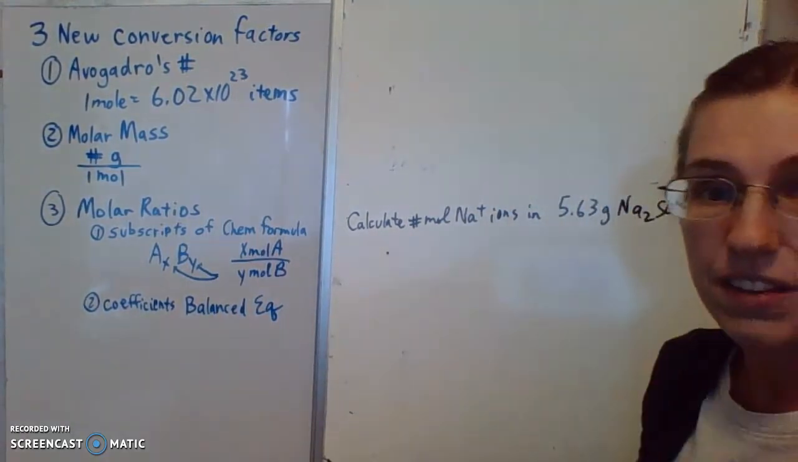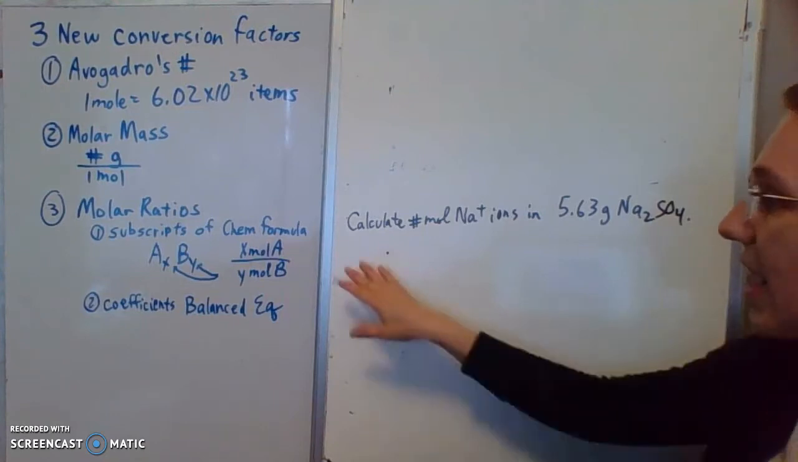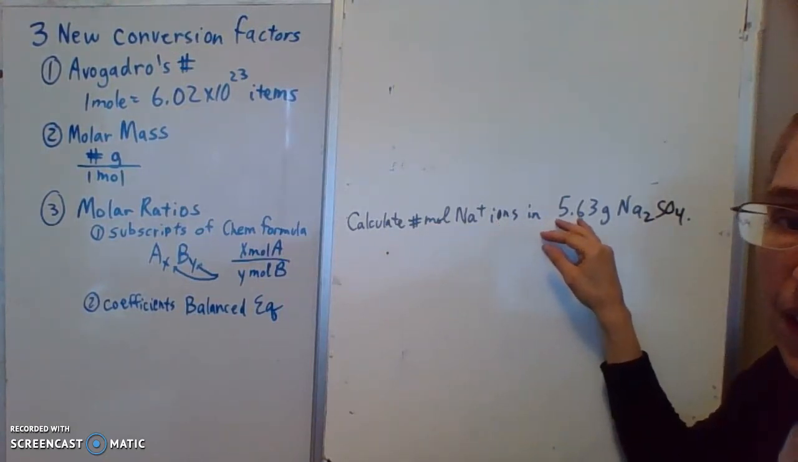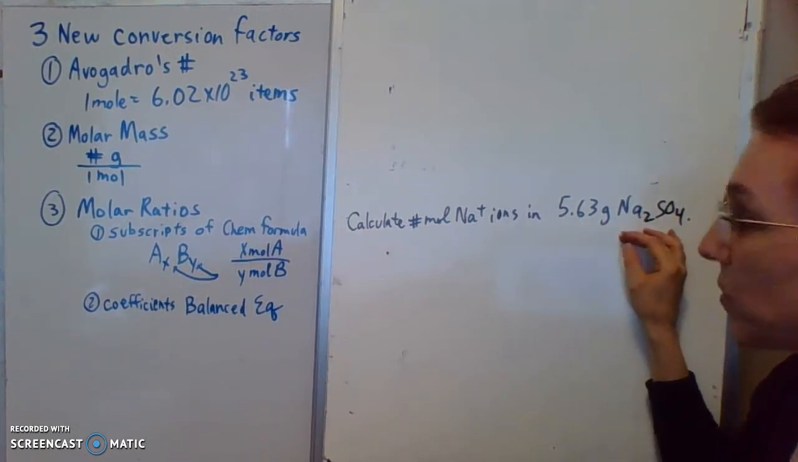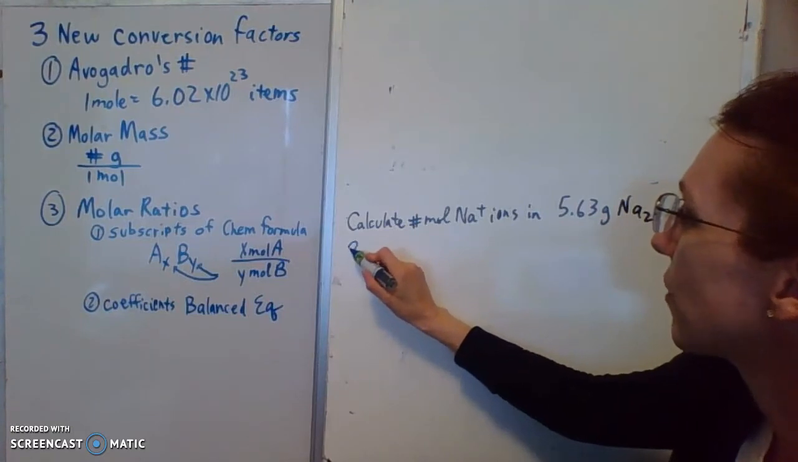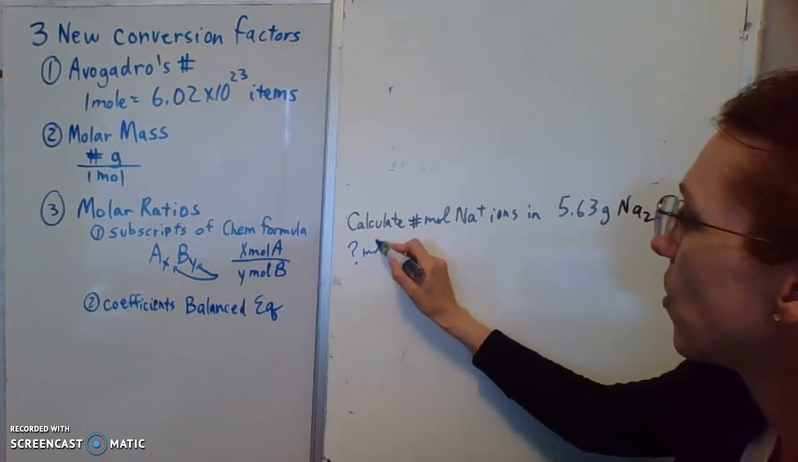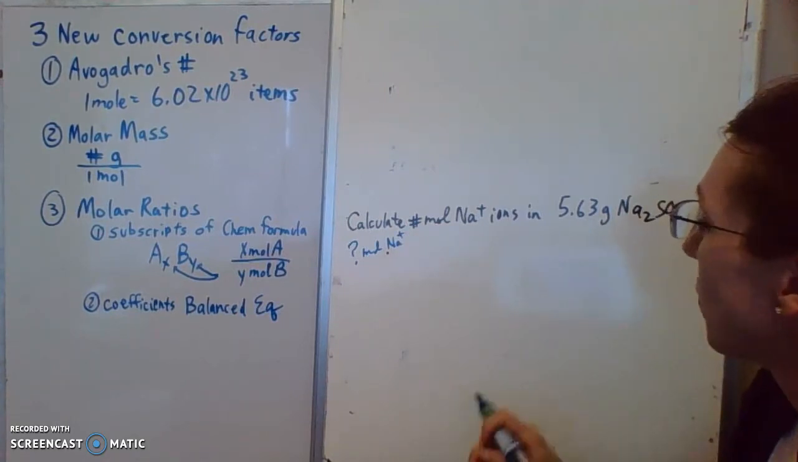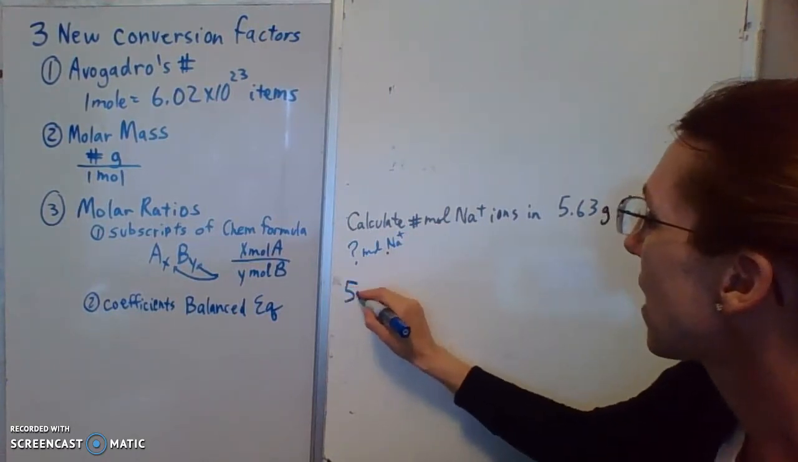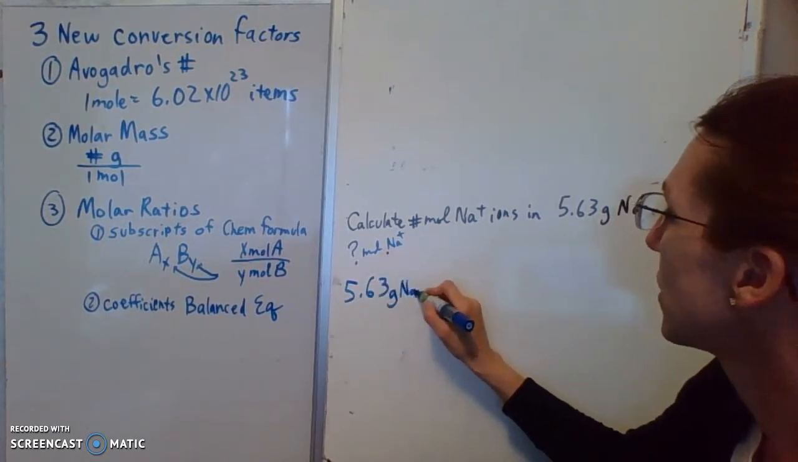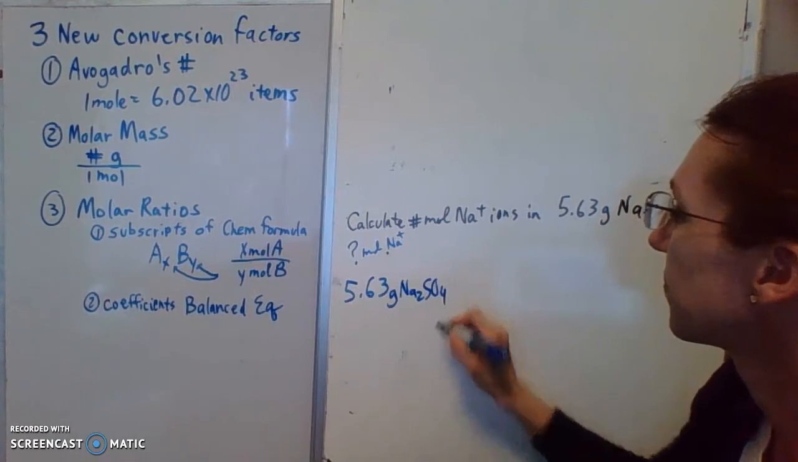Okay. Now the new problem reads, calculate the number of sodium ions in this many grams of sodium sulfate. So I'm going to pull out the information first of all. So we have a question for the moles of sodium ions. How many moles of sodium ions? What we're given is that we have 5.63 grams of Na2SO4.